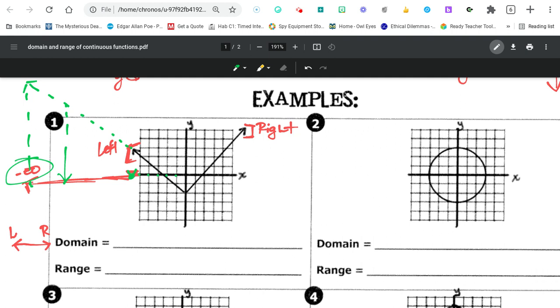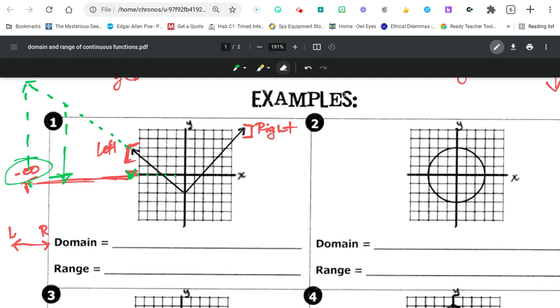Okay, if this doesn't make any sense, pause the video and I'll come over, okay? But again, I'm going to try to go through this one more time.